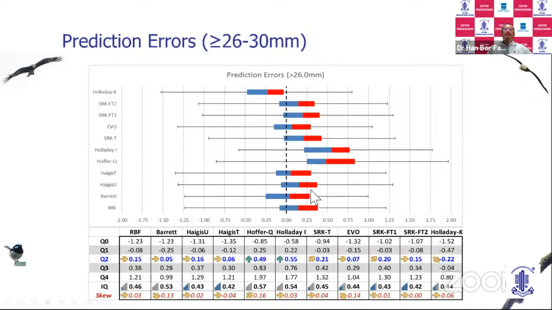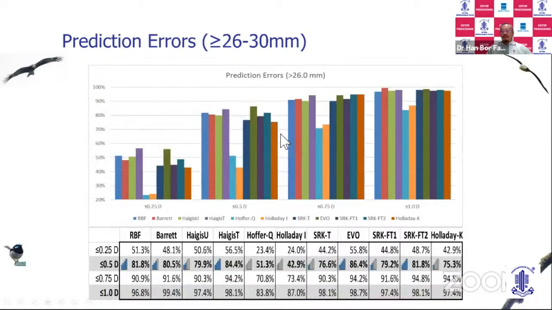It's quite compact. Barrett is good. Haigis is actually quite good. EVO here is actually very good, and more or less in the center. How about within half diopters? Within half diopters, the first four formulas, which are RBF, Barrett, and the two Haigis, stand tall above the rest. EVO is the best performing in this area.